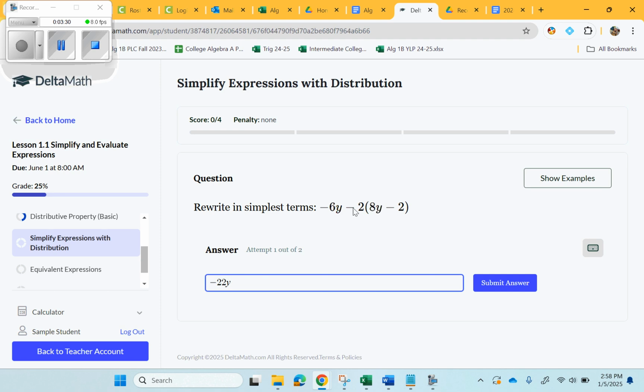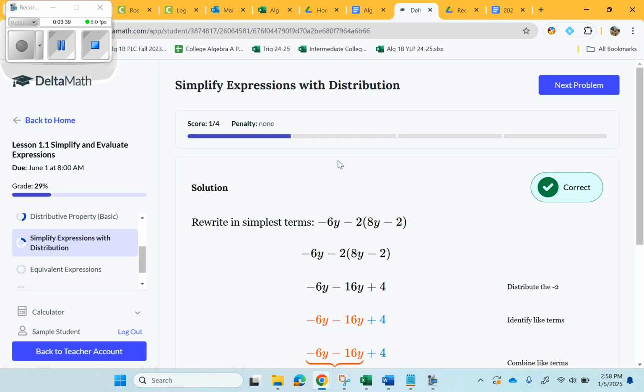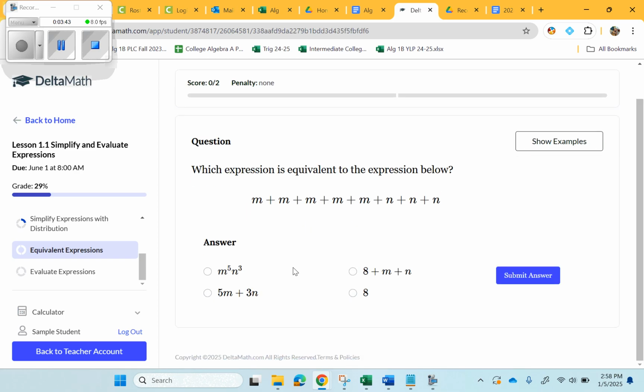Okay, let's do the next one. So negative 2 times negative 2 is plus 4. And I believe I am done. Woohoo! Okay. Let's go to equivalent expressions.